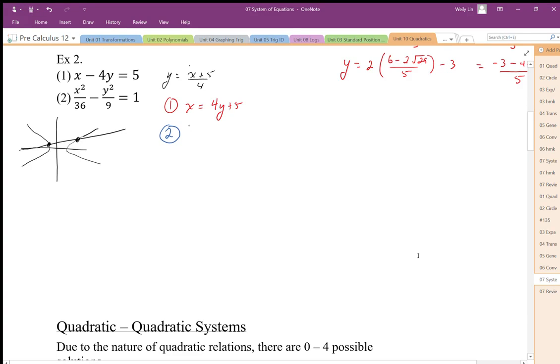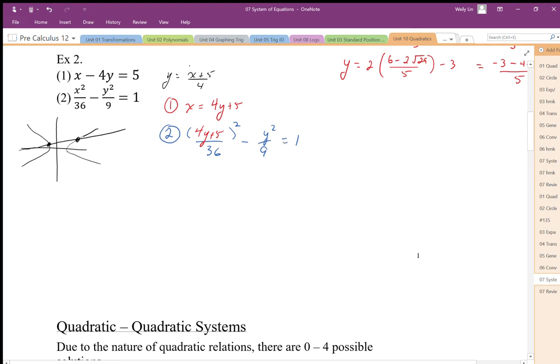So equation 2 is going to look like this: x squared over 36 minus y squared over 9 equals 1. And I'm going to replace the x with 4y plus 5. So again, I'm using a substitution method. If I can substitute for the variables very easily, that's a nice thing to do. It's often difficult to find an easy way to do addition subtraction.